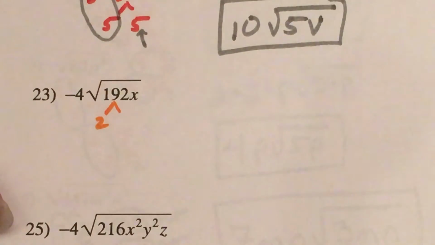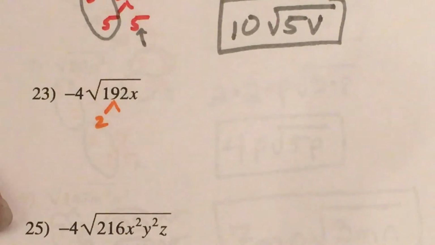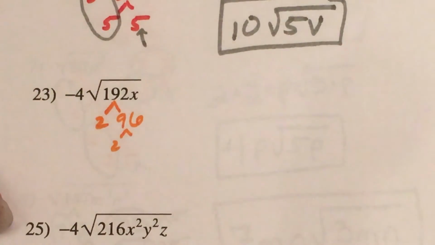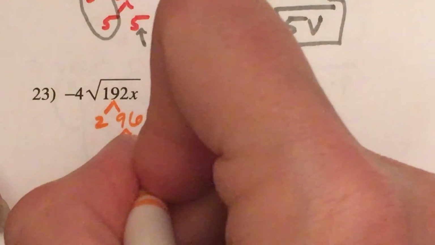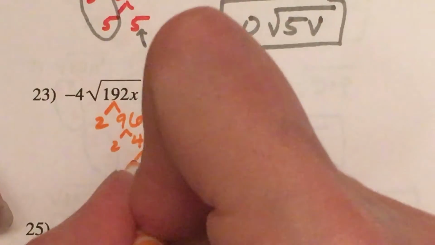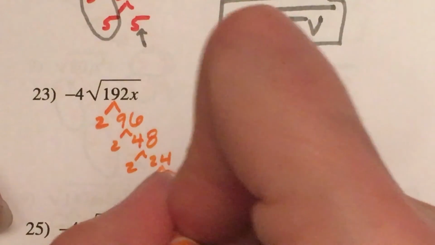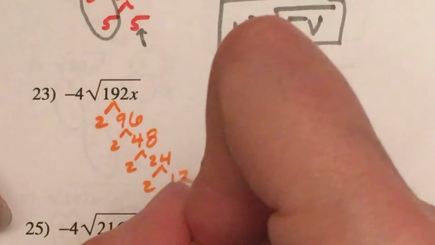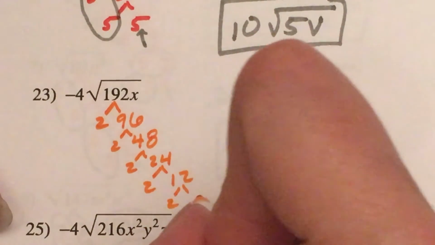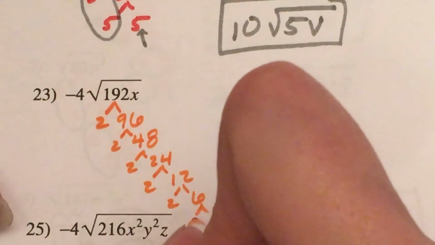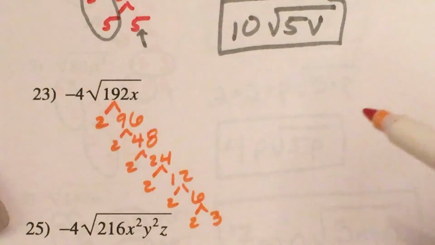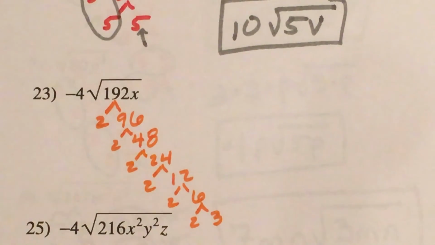192. Where does 192 come from? That's big. 192 divided by 2 is 96. That was a good year. Divided by 2, 48. Divided by 2, 24. Divided by 2, 12. Divided by 2, 6. Divided by 2 is 3. Man, that's a lot of 2s.